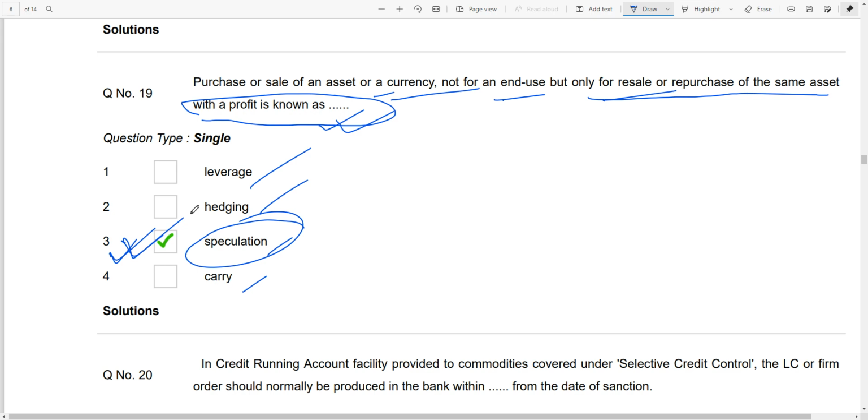Purchase or sale of an asset or a currency not for an end use but only for resale or repurchase of the same asset with a profit is known as speculation. There is no end use. This type of currency assets are just to sell, meaning they resell it or repurchase it from the market. So these are called speculation. The difference between the rates will be the profit.